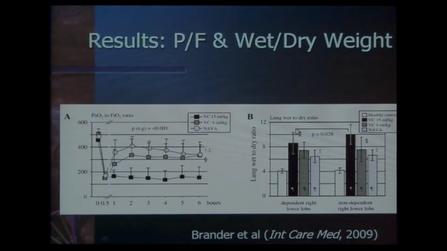Here's now wet to dry weight ratio. This is the dependent region in the right lower lobe. This is the non-dependent region. And as you can see, compared to the control, 15 ml per kilo had the highest wet to dry weight ratio, and lower with 6 ml, and lower still with NAVA. And this occurred in the dependent and non-dependent regions.